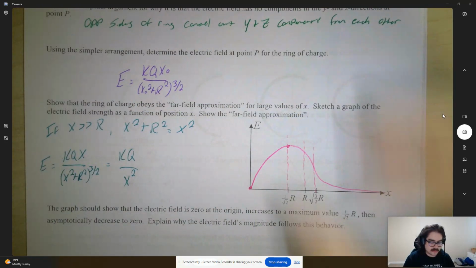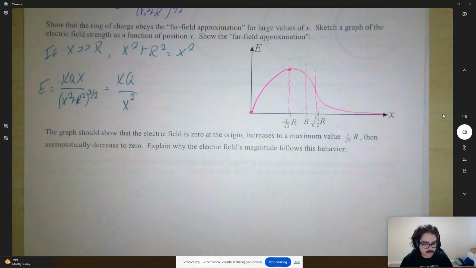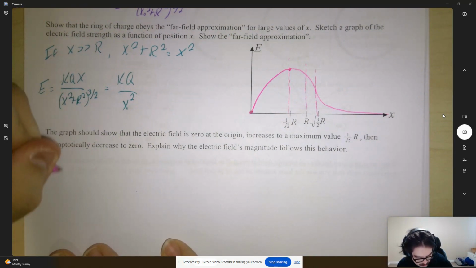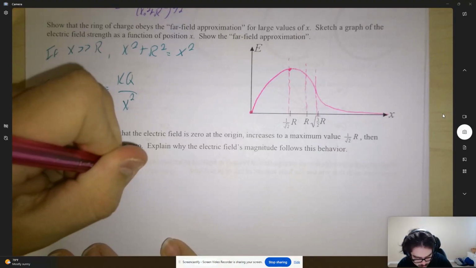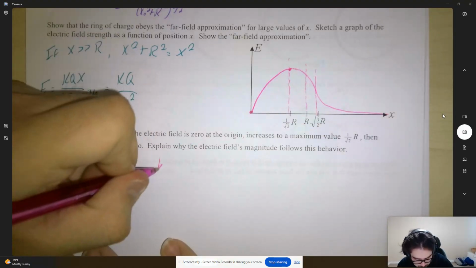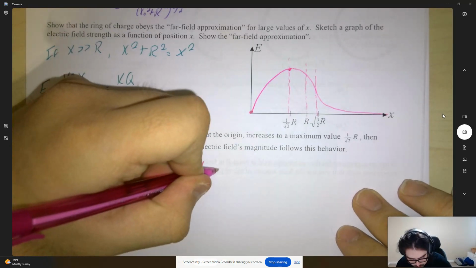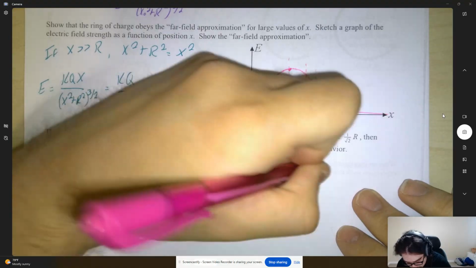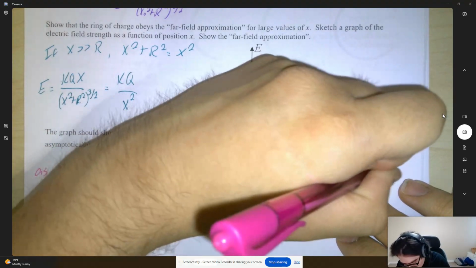The reason why the magnitude of the electric field follows this behavior is because as x approaches infinity, the E field has to approach 0, because E decreases the further you get from the charges.